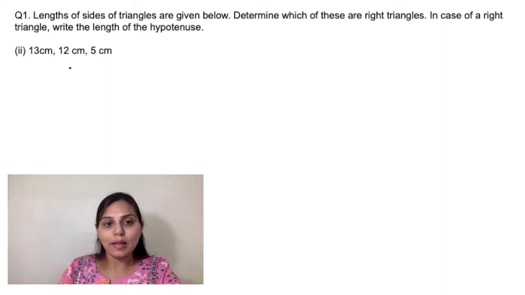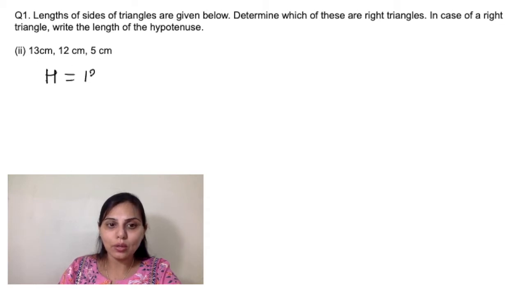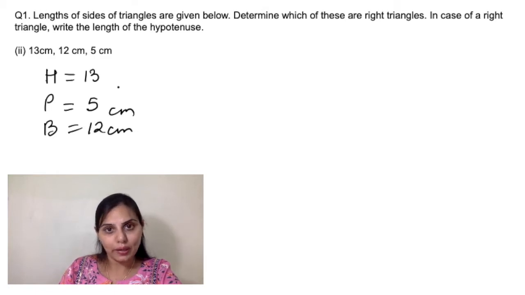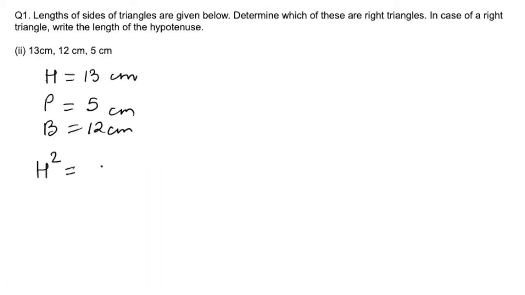So if you see, there are three sides given: 13 centimeter, 12 centimeter and 5 centimeter. Longest side, that is 13 centimeter, is taken as the hypotenuse. Let one of the sides, perpendicular, be 5 centimeters and base be equal to 12 centimeters. So now let us check whether they are forming a right angle triangle or not. If we take the square of hypotenuse, it can be written as 13 square. 13 square means 13 multiplied by 13, which is 169.